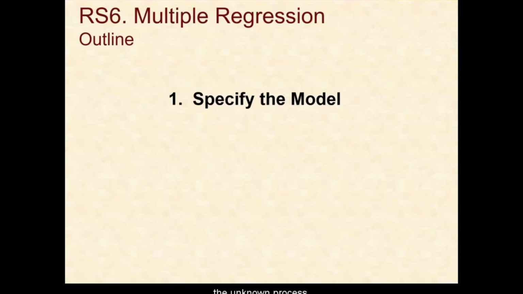Step 1 is a statement about the unknown process. The first step is to specify the form of the model that we are proposing to describe the relationships we believe exist in the process. What predictor variables are reasonable? And what is the form of the relationship that we think each predictor has with the response variable? For example, a linear relationship or some other kind of relationship that we specify.